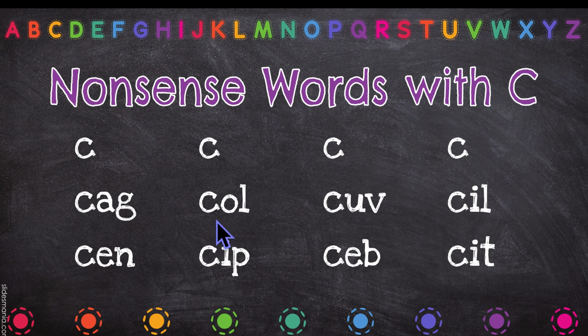The letter O also makes the C say its hard sound. K. So our word will be k, all, call. It's okay if you don't recognize these words because these are nonsense words or made-up words that are just to help you practice reading. The letter U also makes C use its first sound. K, of, cov.